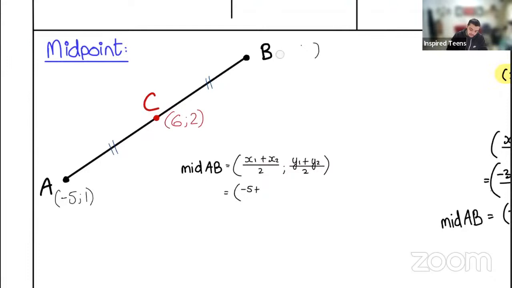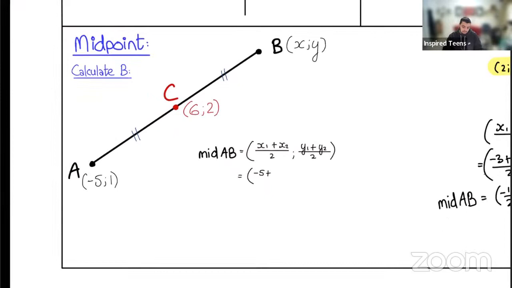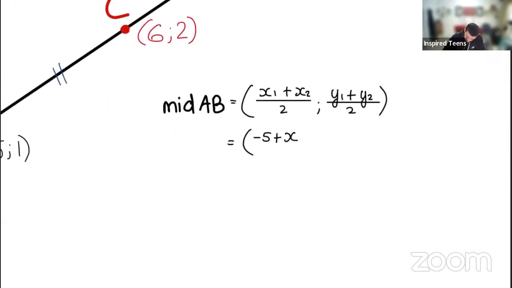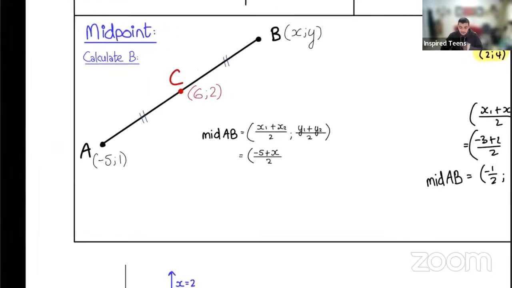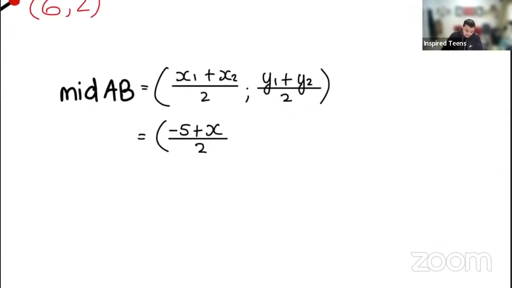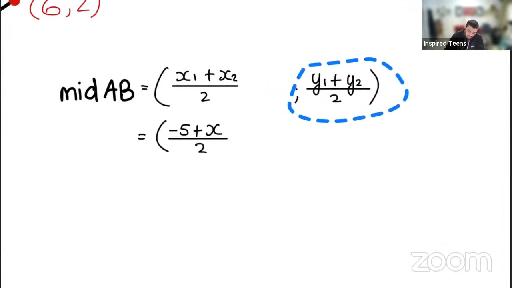They might not even give you that. They might say calculate the coordinates of B. Let's write that actually. Calculate B. I don't need to put the word coordinate in because I'm lazy. So B's coordinate, we consider it as x divided by 2.